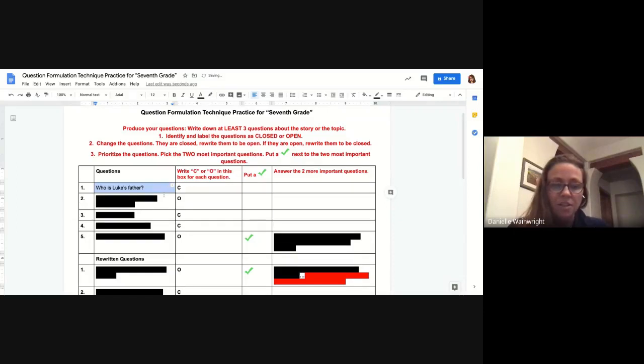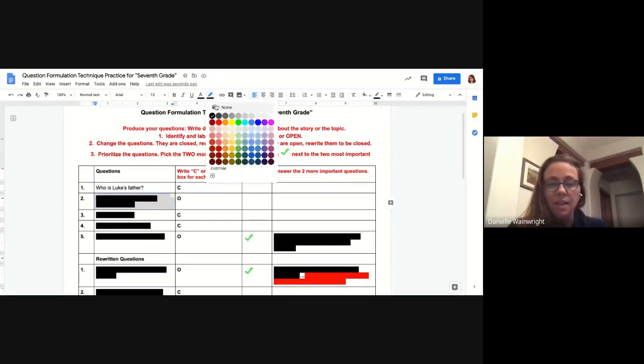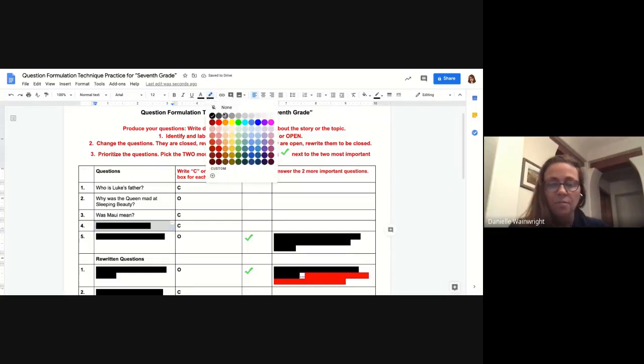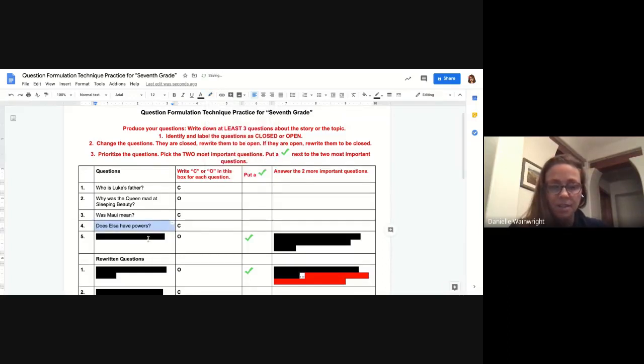My first question is, who is Luke's father? My second question is, why was the queen mad at Sleeping Beauty? My third question is, was Maui mean? My fourth question is, does Elsa have powers? And my fifth question is, where do the lonely hearts go? You may not get that reference. Your parents probably do.